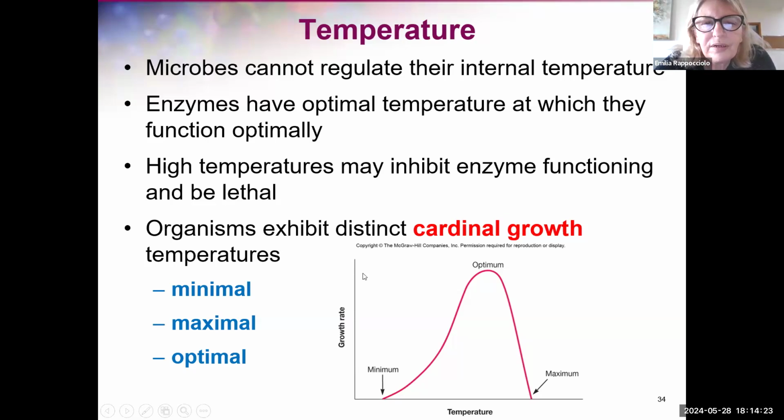Yeah, cardinal growth temperature, a minimum temperature for growth. Below this temperature, the population doesn't grow. Yeah, it doesn't automatically die. It might survive the low temperature, but it doesn't grow.